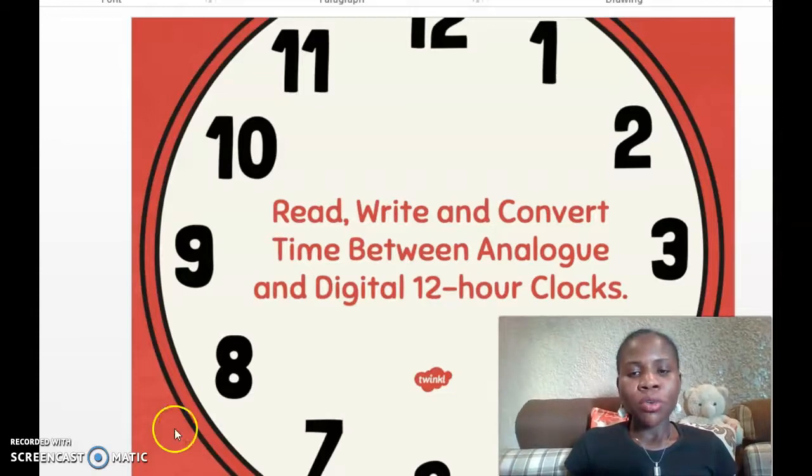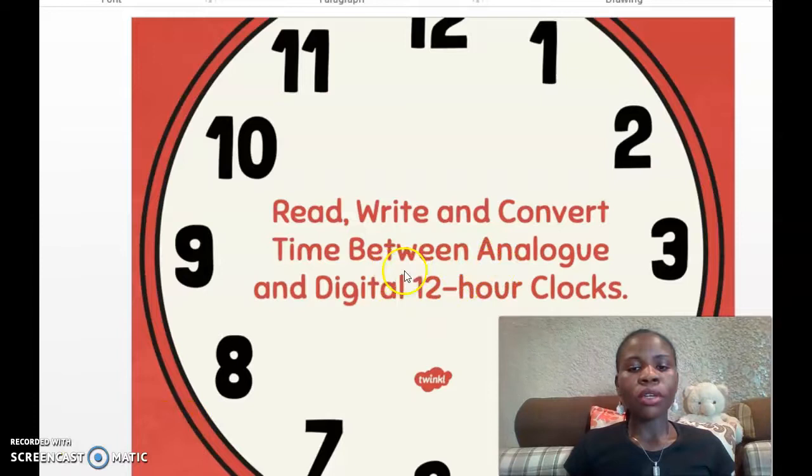So today we are going to read, write and convert time between analog, digital and digital to 24-hour clocks. So let's see what's happening.